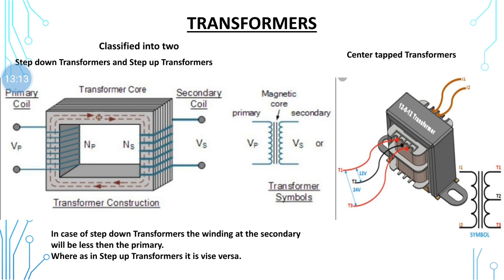Transformers. Transformers are classified into two: the step down transformer and the step up transformer. In the case of a step down transformer, the winding in the secondary will be less than that of the primary, whereas in the step up transformer it will be just the opposite.